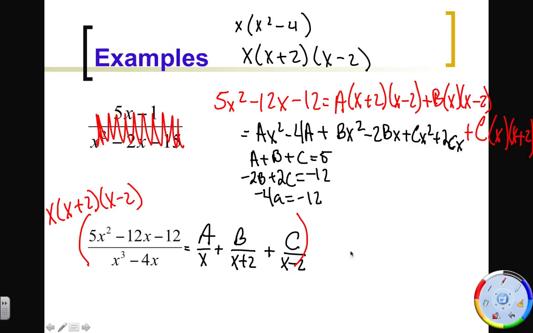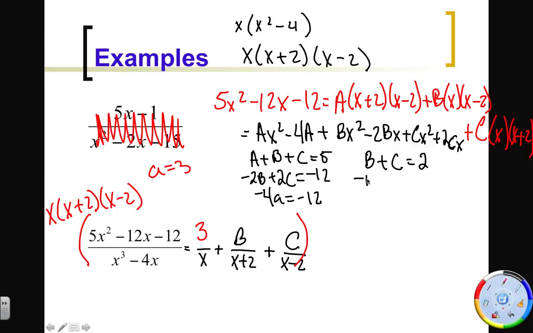Well, that's nice for me because that means a is positive 3. So I can get rid of one of these pieces down here and say a equals 3. Now, the only thing that really helps me with is this top equation, a plus b plus c equals 5. So if a is 3, I can subtract 3 from both sides, and I get b plus c equals 2.